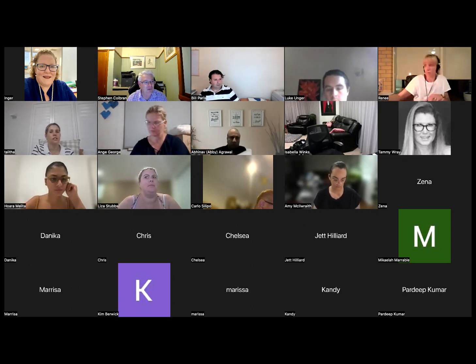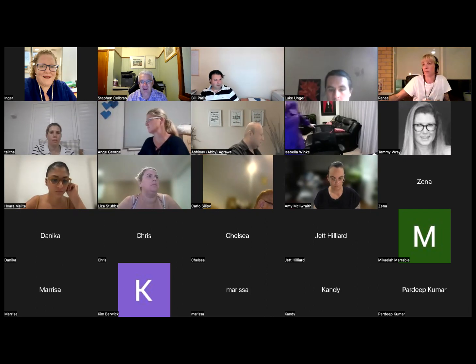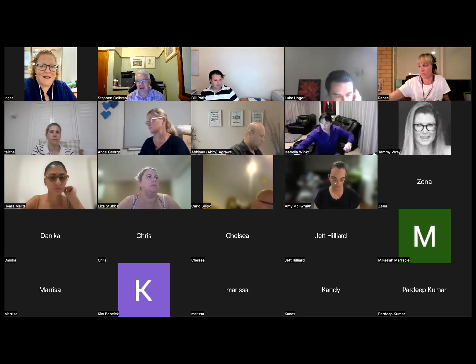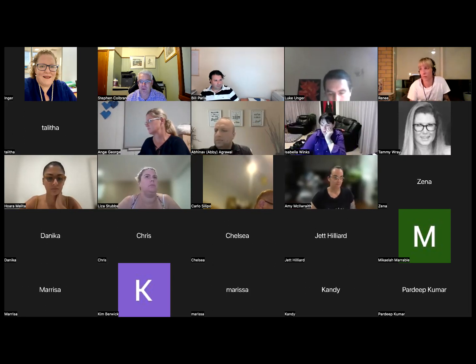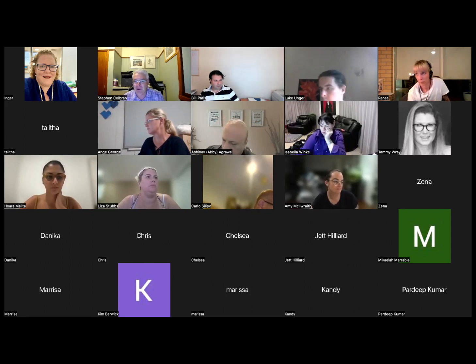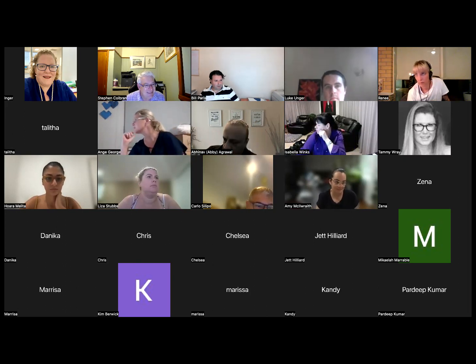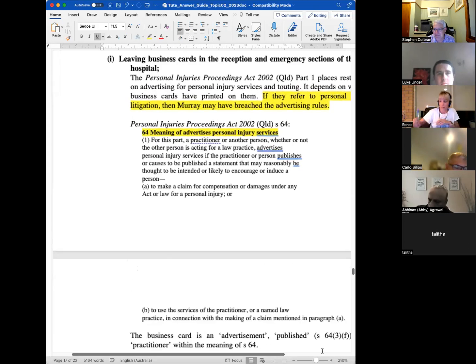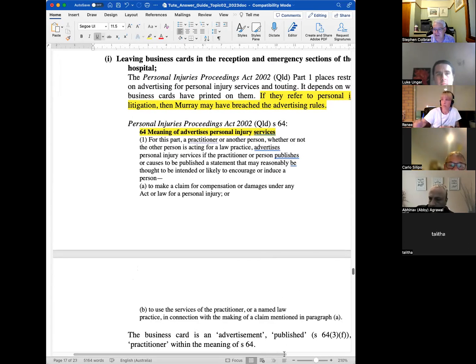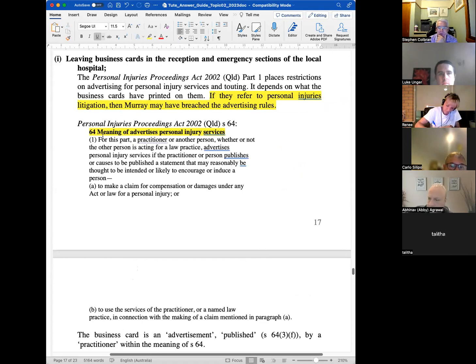So section 64 says, for this part, a practitioner, whether or not the other person is acting for... Okay, it's easier for me to actually just put it up, rather than try to, hang on. I'll put it up, make it a bit bigger so you can actually see it. Okay, so there's the provision. Let's have a look at what it says.